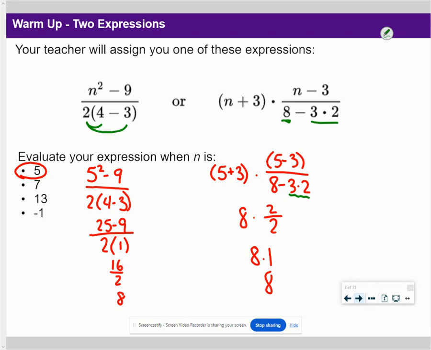In the numerator of the first one, when I've got n squared minus 9, later on in the year, we're going to figure out that if I would multiply n plus 3 times n minus 3, which is something we don't really know how to do yet, but we will, that would give me n squared minus 9. So these two expressions are equivalent. They just don't look the same right now because they were trying to change up the basic look to try to trick you.